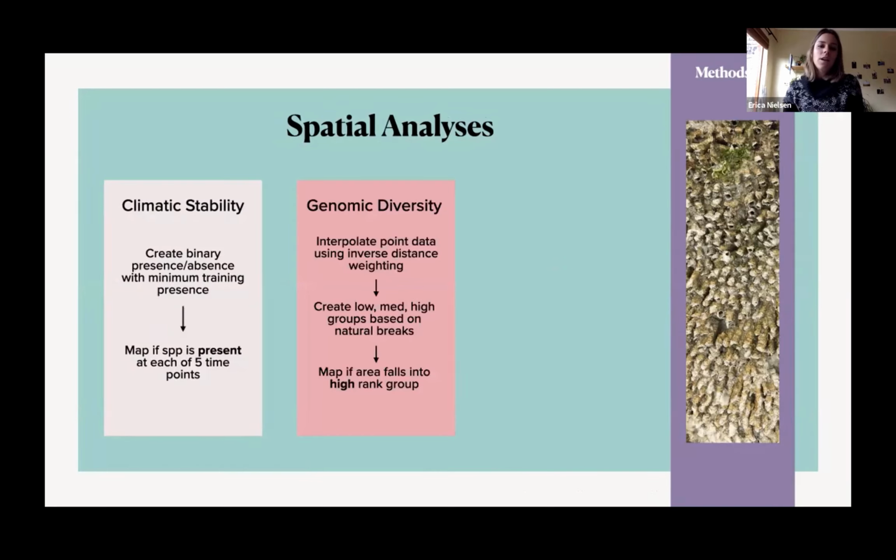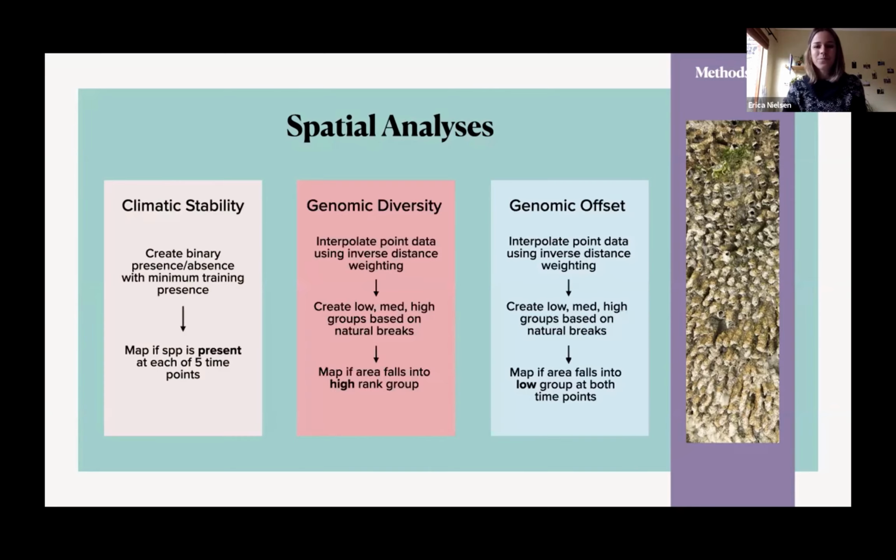For genomic diversity, we first had to interpolate our point data over the entire planning region, and then we created low, medium, and high-ranking groups, and then only mapped if the area fell into the high-ranking group. Genomic offset followed a similar protocol, except now we only mapped if the area fell into a low-ranking group at both time points into the future.